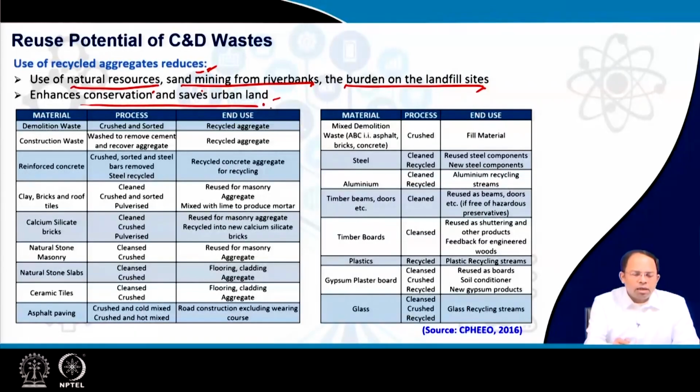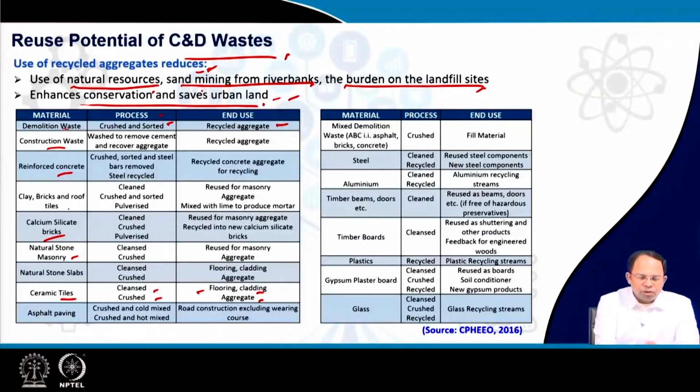So this is what are the general benefits of C&D waste. But now coming to specific kinds of C&D waste like construction waste, demolition waste, reinforced concrete, calcium silicate bricks, natural stone masonry, you can see these are the different processes adopted for them. For example, for ceramic tiles, we have to clean it and crush it, and then it could be used for flooring, cladding or aggregates. For demolition waste, of course, we have to crush and then sort it, then it can be used as recycled aggregate.